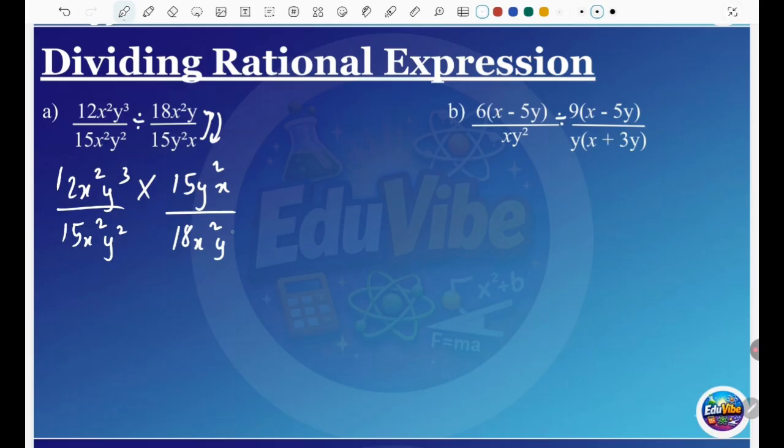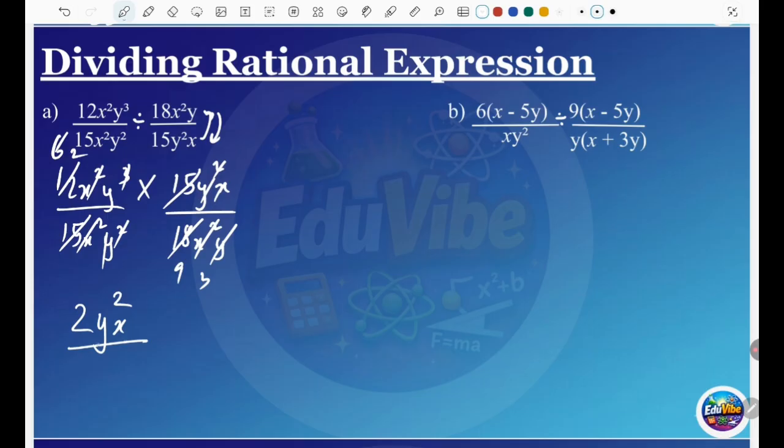There's a lot of cancelling. This y goes with this y. This x squared cancels out. Left with 1y which goes over there. This x goes out. We're left with the 15 and 18 cancelling. We're left with 2 and 3. Lots going on. We're left with only 2 y's over there, which is 2y squared, and 1 x over there, divided by the 3x squared y.